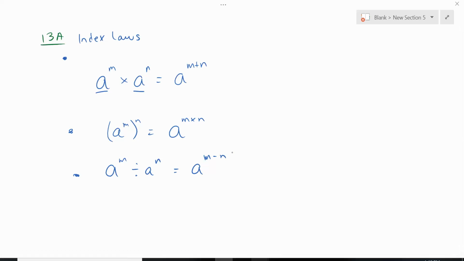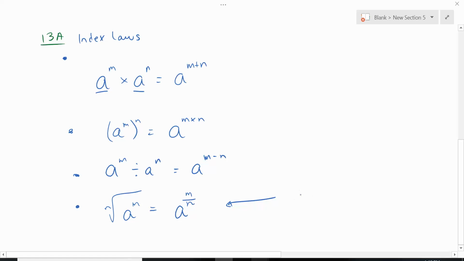What else do we also have, Ben? a to the power of m over n is the nth root of a to the power of m. Very good. So the nth root of a to the power of m is equivalent to a to the power of m over n. The nth root, so if it's the cube root or fourth root, it goes to the denominator. That's very important. As a rule, most students will forget this rule.